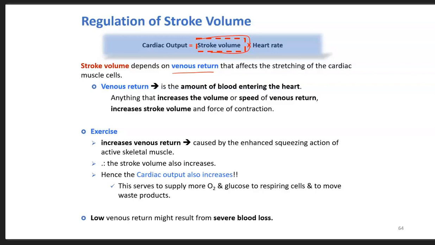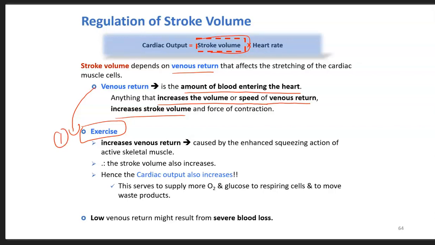Kan kita ada inferior vena cava and superior vena cava kan. So how much blood returns back to the heart from the vein. Okay, so that is venous return. Okay, so that affects the stretching of the cardiac muscle. So venous return is the amount of blood entering the heart. Anything that increases the volume or speed of venous return increases the stroke volume and force of contraction. So the factors that affect the venous return, okay, one of them is exercise.